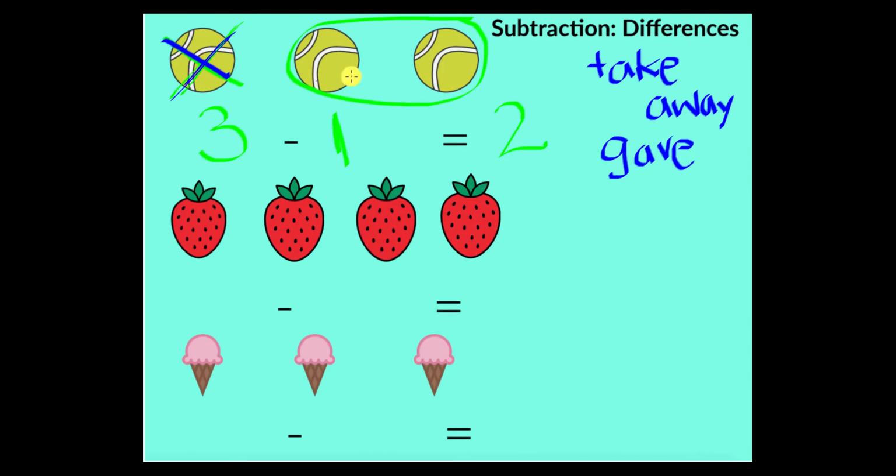He gave away 1 ball, and then what did we do? We circled how many were left. Oh, there's another clue word, left. How many are left? How many did he have hanging over? How many balls did he have after he gave away that 1 ball?